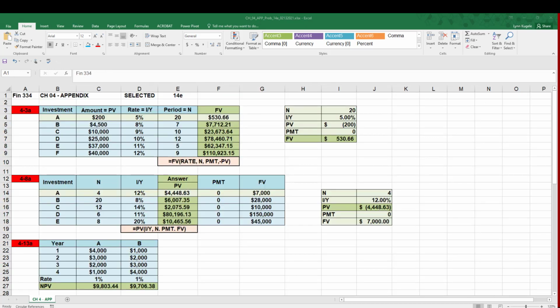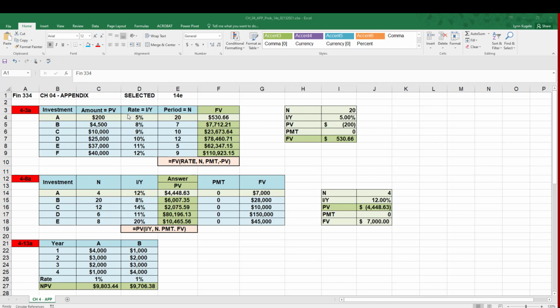Okay, let's look at the problems from the Chapter 4 appendix. Number 3, for each of the following initial investment amounts, calculate the future value at the end of the investment period if interest compounds annually. These are just an exercise for you to make sure you're comfortable with your calculator. Here's how you set up the first one.